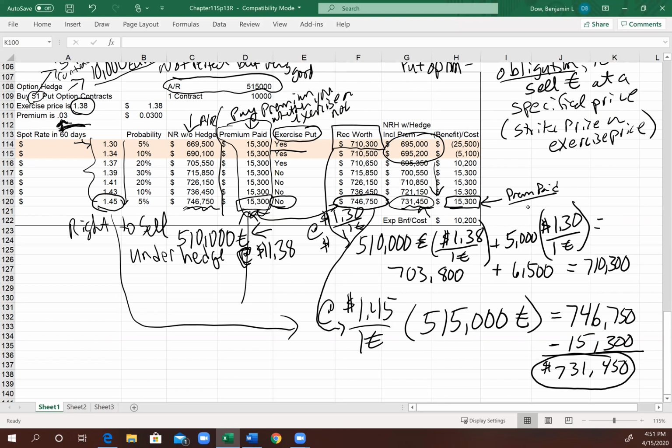All right, let's see if there are any questions on the option hedge. Questions on any of the numbers on the option hedge?